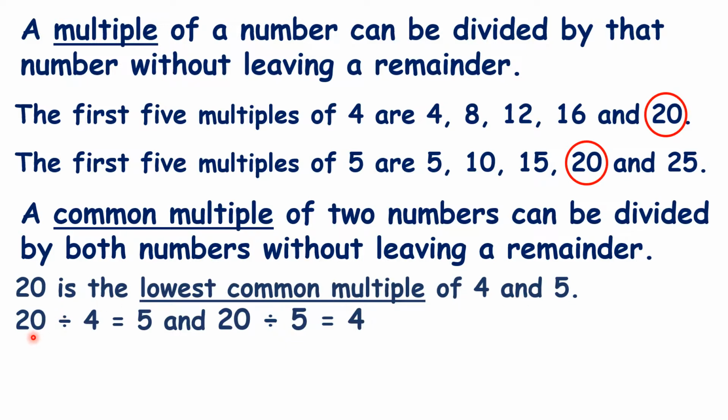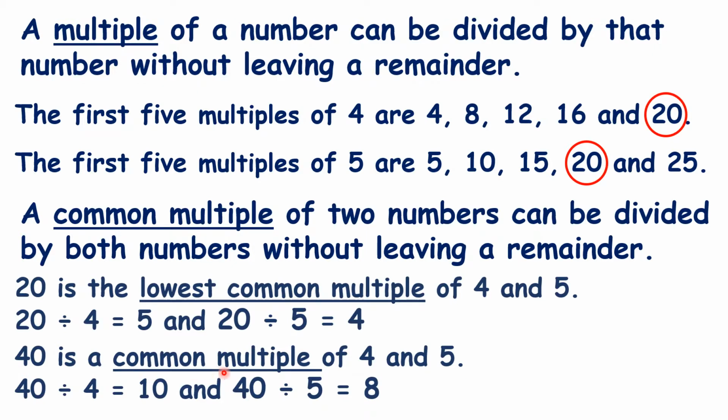When you divide 20 by 4 and 5, you get a whole number as your answer. So it's a common multiple of 4 and 5. It's the lowest common multiple because there aren't any numbers lower than 20 which are in both times tables. But though it's the lowest common multiple, it's not the only common multiple.